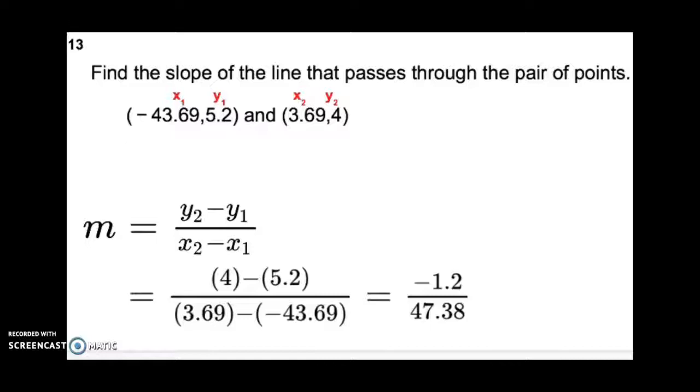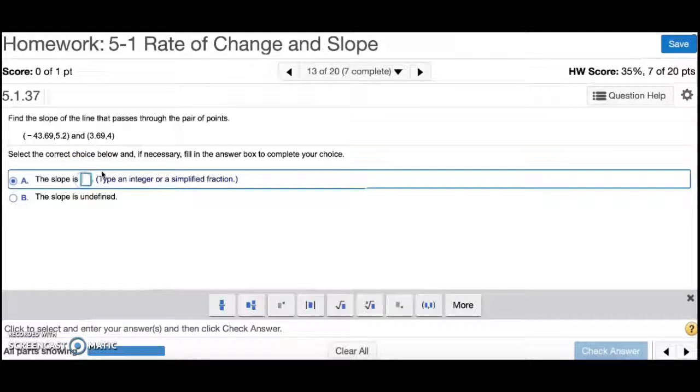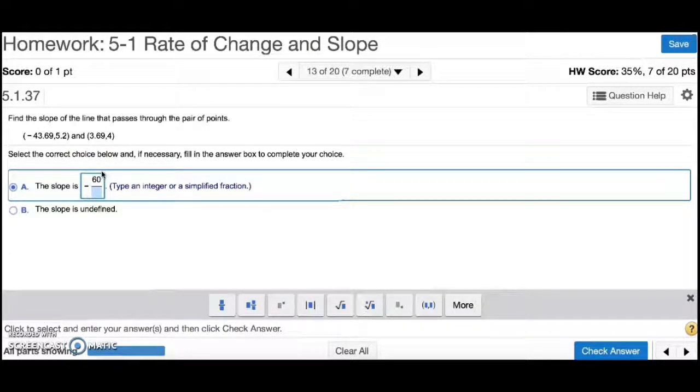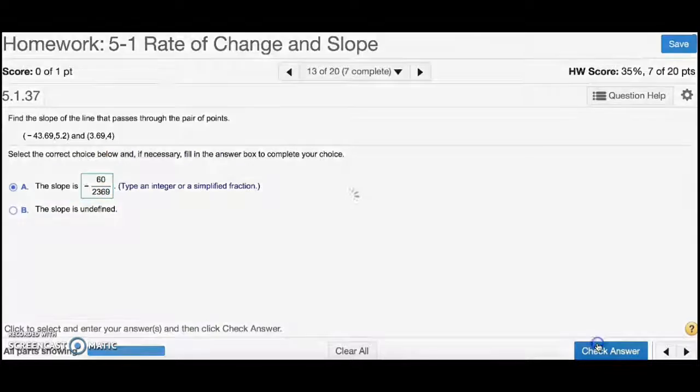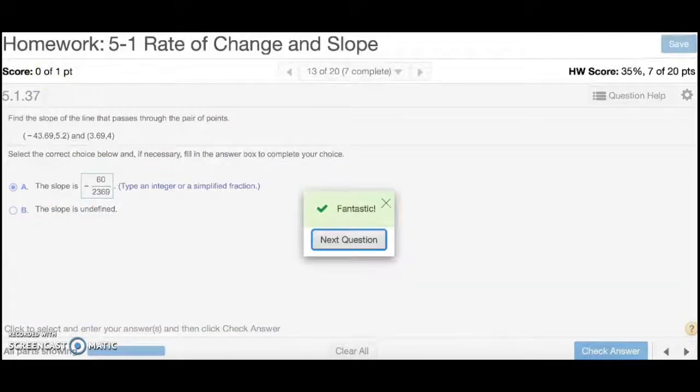Now we can't type it in that way. You've got to reduce it. So you've got to do math enter on your calculator to reduce that fraction. Doing so gives you negative 60 over 2,369. That's what you type in. So let's do that. And then I have negative 60 over 2,369. And that's number 13.